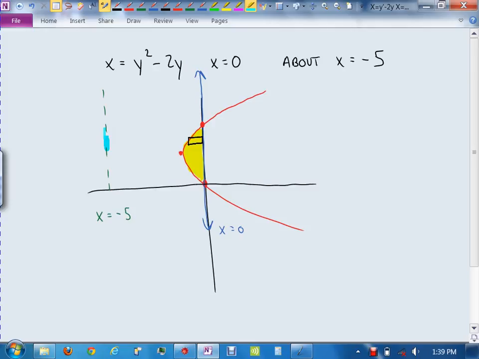But you're not rotating around the y-axis. Yeah, because you obviously minus. We're not rotating around the y-axis. All right, are y'all ready? We're rotating about x equals 5. All right.